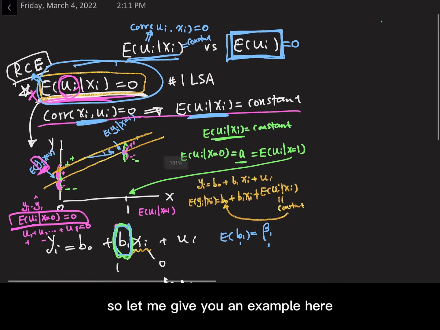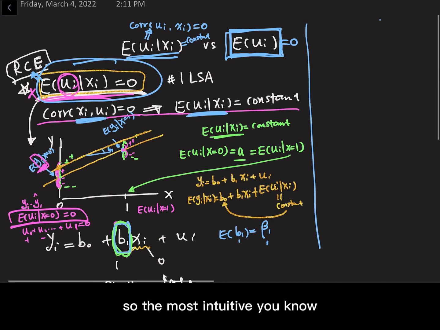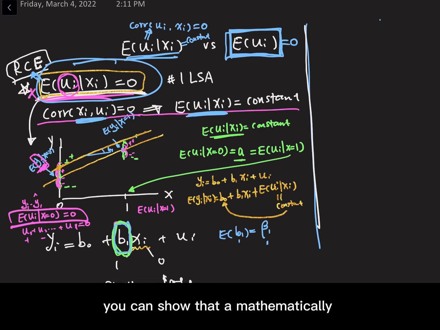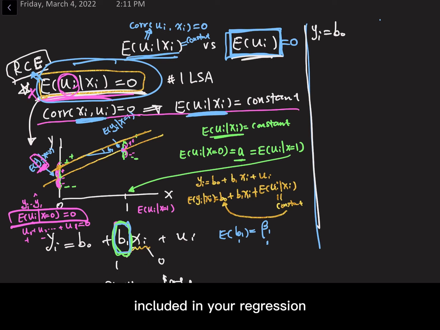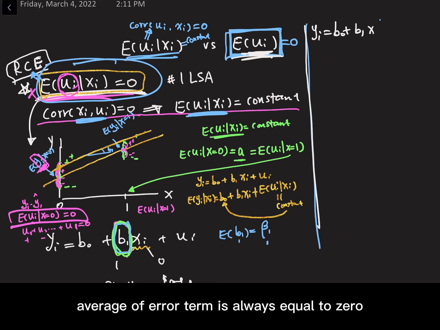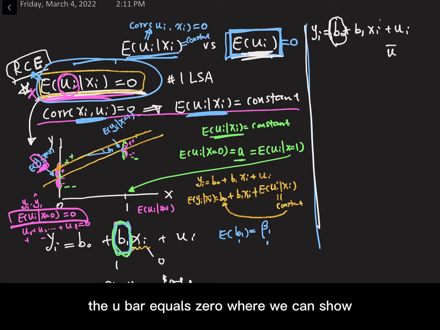So let me give you an example here. You can show this mathematically using matrix algebra: as long as you have b0 included in your regression, the average of the error term, mu bar, always equals 0. You can prove that mathematically using matrix algebra. But in this video, we are focusing on the intuition behind it.